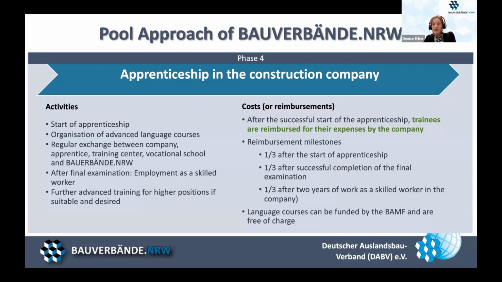After the successful start of the apprenticeship, the trainees are reimbursed for their expenses by the company, because, as we heard before, they had to pre-finance everything: the flight, the visa costs, and the language courses. It is roughly 2,000 euros in total, and we usually round up. We advise the company to reimburse that in 3 tranches: the first third after the start of the apprenticeship, the second after successful completion of the final examination, and the third after 2 years of work as a skilled worker. But every company handles that differently.